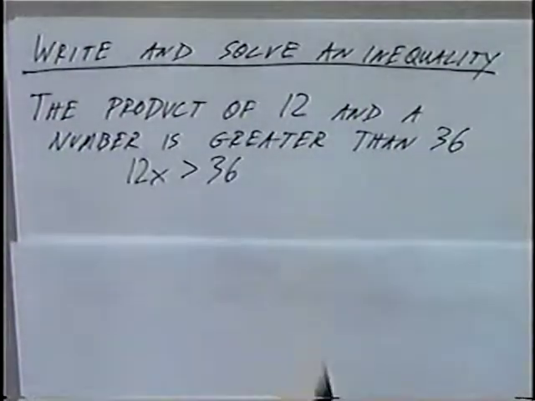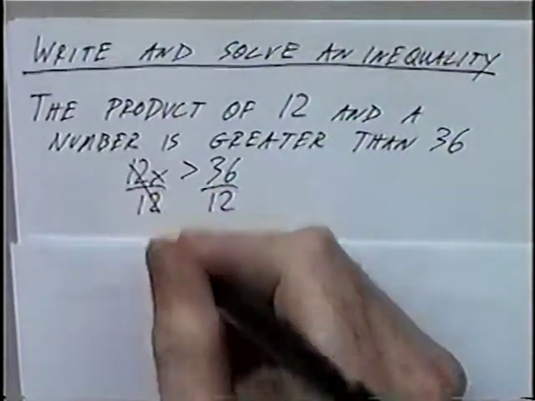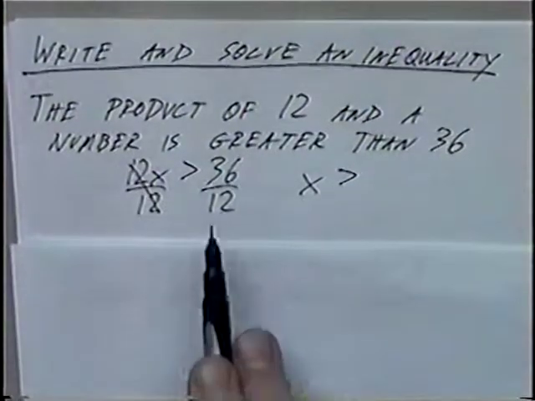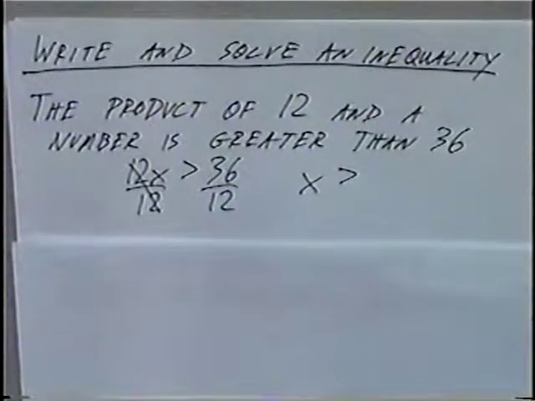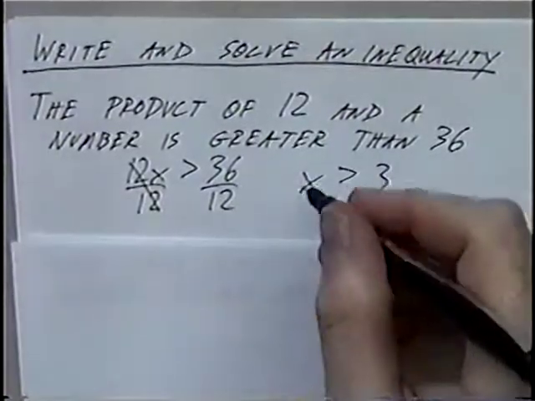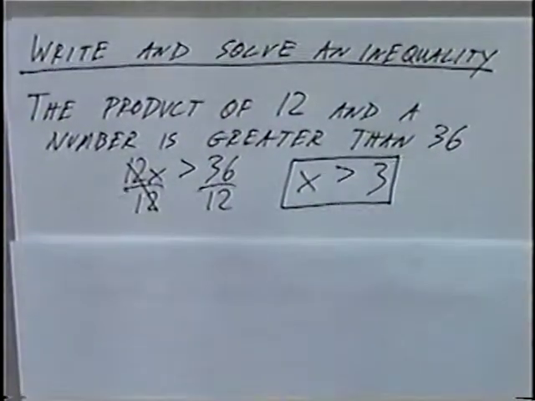Second part, we're going to solve the inequality. 12x, you can divide by 12 on both sides. And we'll be left with x. The inequality stays the same when you divide by a positive number. It only switches when you divide or multiply by a negative number. 36 divided by 12 would be 3. And our answer is x is greater than 3.